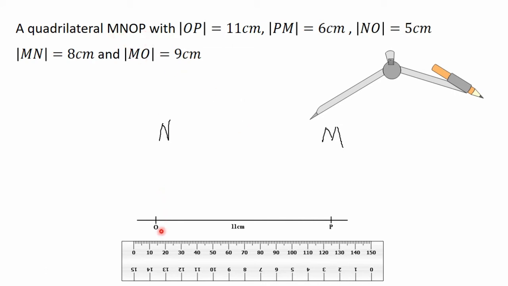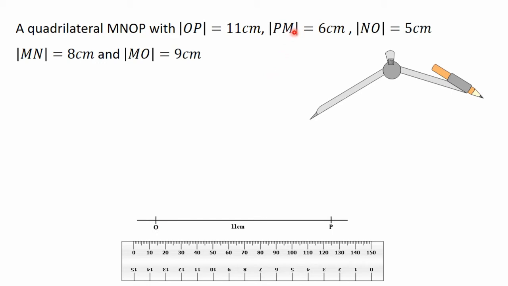So if I choose OP as the base, then what it means is that the vertex M will be somewhere here and the vertex N will also be somewhere here, so that we can have M, N, O, P, just as it was given to us in the question. I'm going to clean this so that we can continue. We are done with the side OP. Let's move on to the next side.